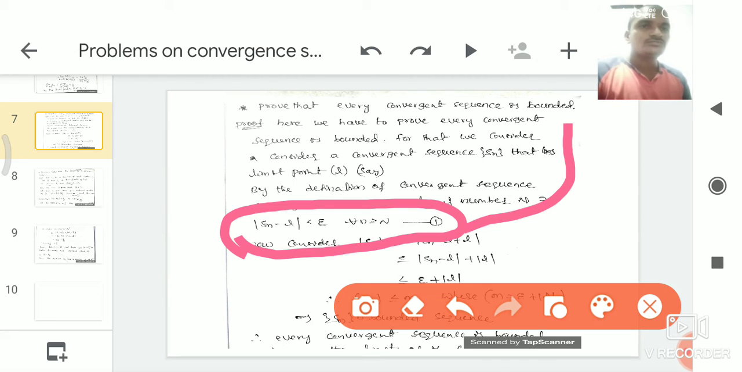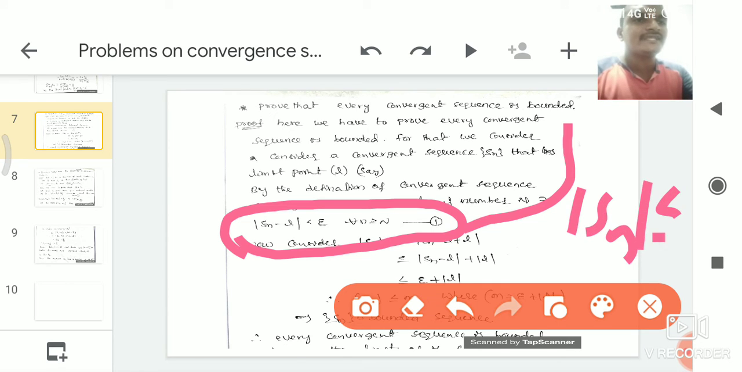So in order to show the sequence is bounded, it is enough to show that mod Sn is less than or equal to m, where m is any positive real number. Further, we consider mod Sn.